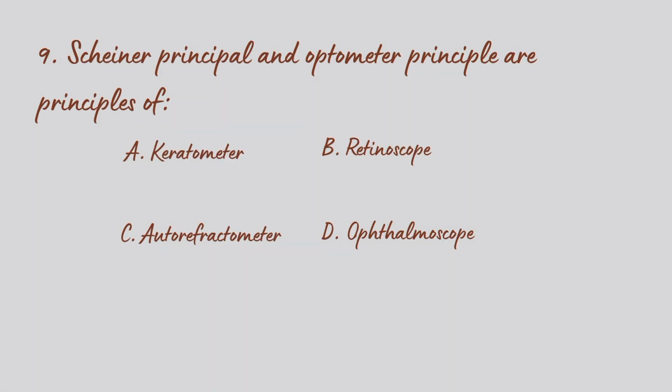Next question. Scheiner principle and optometer principle are principles of option A keratometer, option B retinoscope, option C autorefractometer, and option D ophthalmoscope. Correct answer is option C autorefractometer.